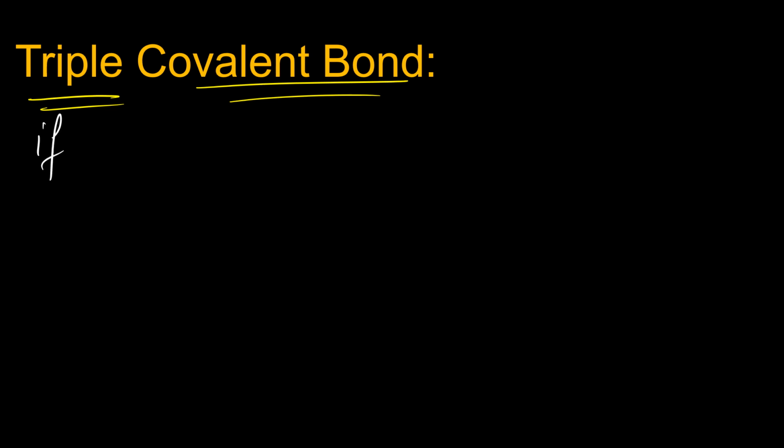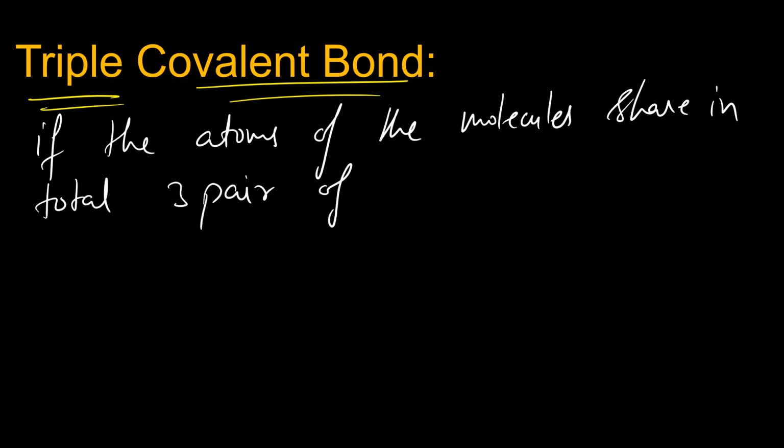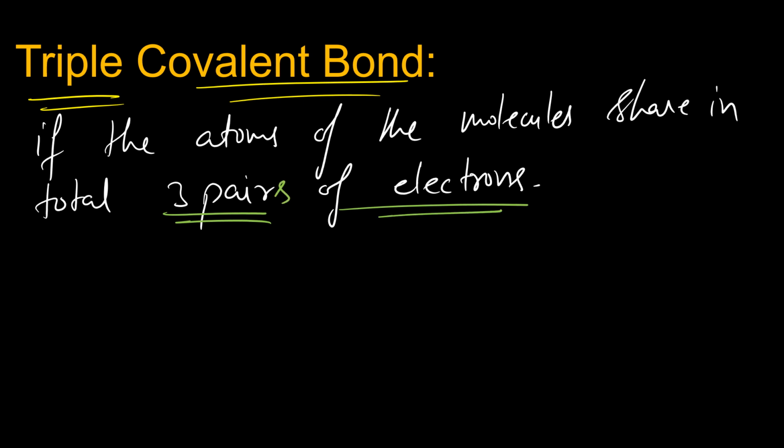It gets formed if the atoms of the molecule share in total 3 pairs of electrons. Three pairs of electrons form a triple bond. So which one will share 3 pairs of electrons? The one whose bond capacity is 3. Now let's check the bond capacity of the elements.